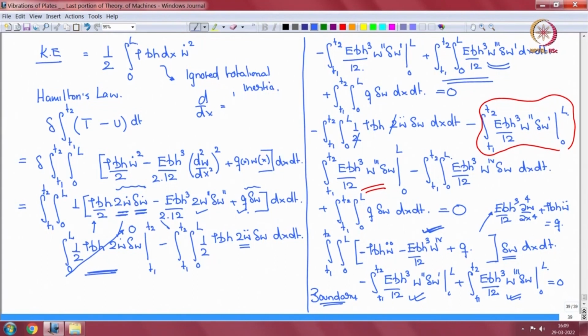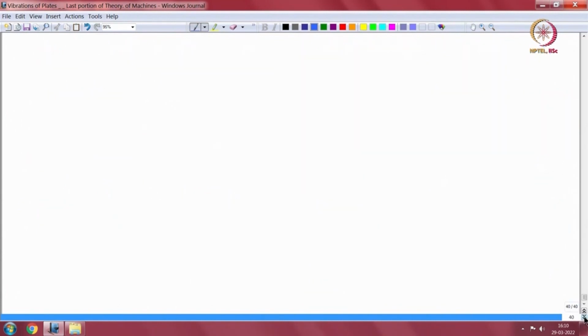Okay. So, we will do that in our full plate and shell pursuit also, we will ignore the rotational inertia. That is why I am showing you this beam theory. Now, the way it is actually going to be done in the book is this.